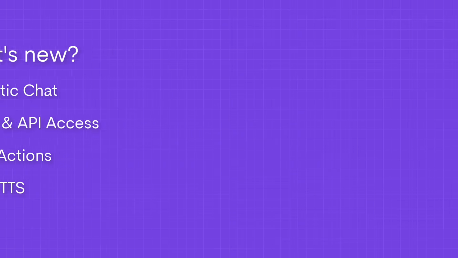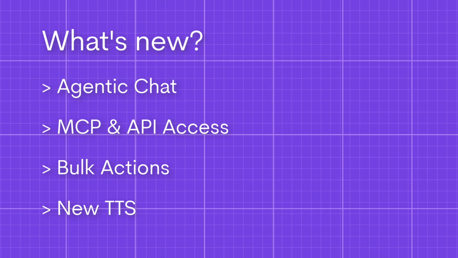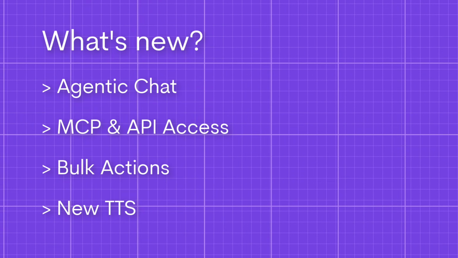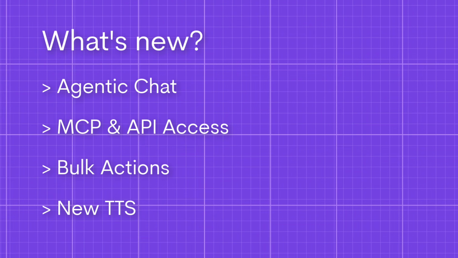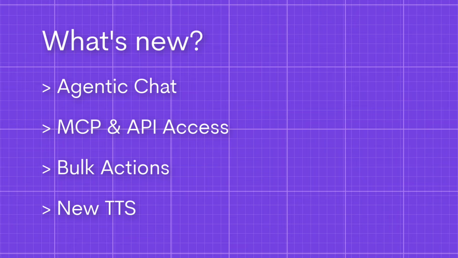So just a recap of everything that was in Recall 2.0, the agentic chat allows you to talk to your knowledge and the web both at the same time. You can choose an AI model now. You can use API and MCP access to go further. You can use bulk actions and the new text-to-speech with custom cloned voice.